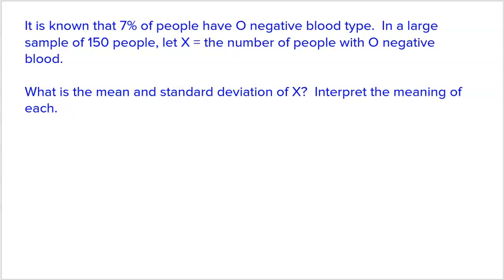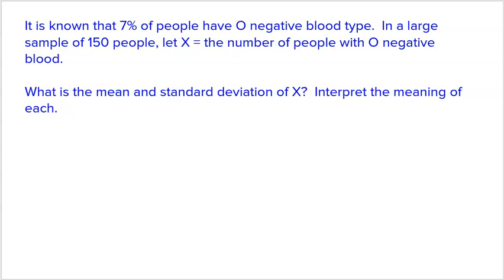All right, let's look at one more example. Let's put everything together here and make sure you realize how easy this all is. All right, if we know that 7% of people have O negative blood type, in a large sample of 150 people, let X be the number of people with O negative blood. Now, first, I am not going to ask you to make a probability distribution. Can you imagine how big that would be?